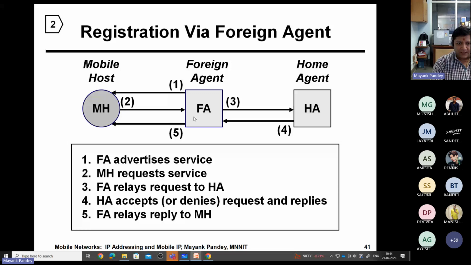After listening to the advertisement, because the foreign agent keeps on advertising this agent advertisement with the care of addresses, the mobile host will request for the registration. The foreign agent will relay this request to the home agent. The home agent will do the registration or deny the registration and send the reply back to the foreign agent, and the foreign agent will relay the reply to the mobile host. In this way, the mobile host can be registered to the foreign agent.